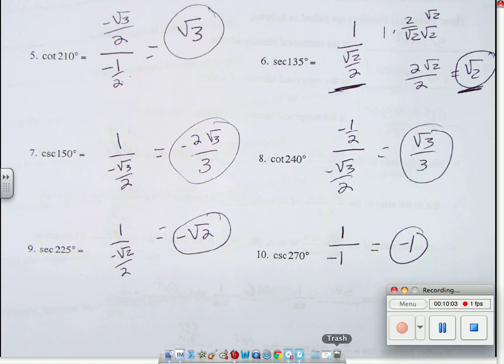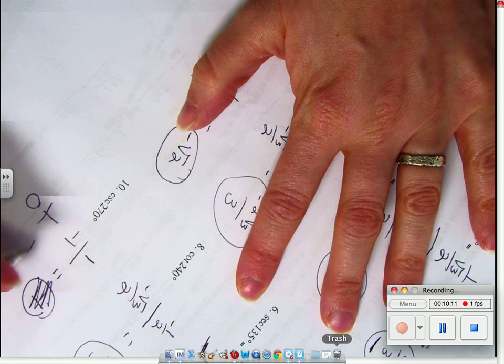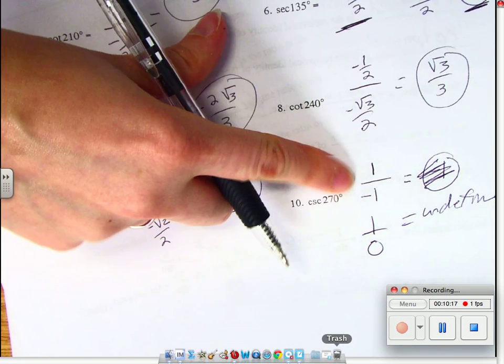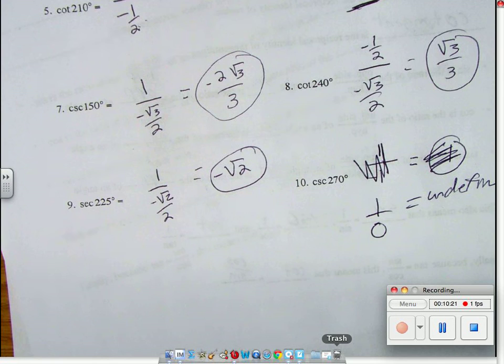Okay, there is a mistake for 10. It should not be 1 over negative 1. It should be 1 over 0, which is undefined. Wait, why? I put the 1 over the y value, and it should have been over the x value. Okay, so it does equal 1 over 0, undefined. Oh, okay. So be careful of that. That's a common mistake.